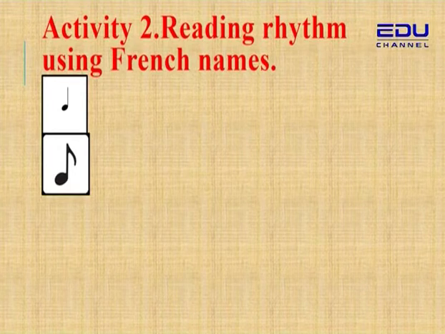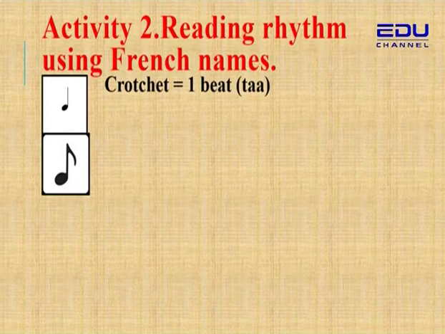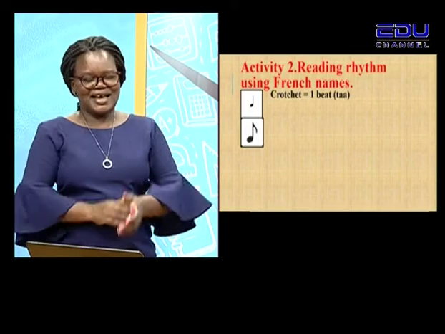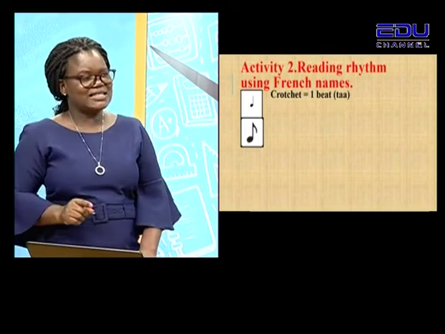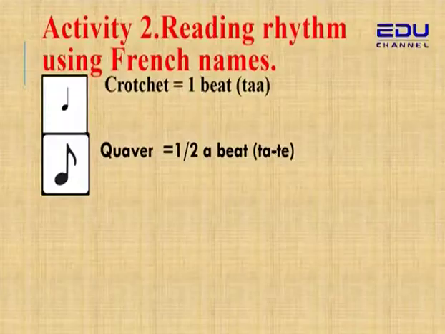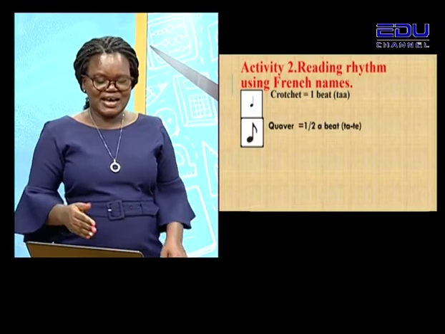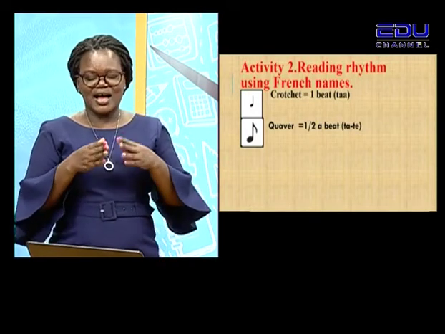So Lana, I want you to have a look at this. That first one is crochet, which is equal to one beat. Ta. Again. Ta. Oh, so that's the ta. So crochet is equal to one beat. Okay. The second one, which is a quiver, two of them will make a crochet. So it is half a beat. Wow. And that's why it is faster. Oh, now I understand. You now get the point. A quiver is equal to half a beat.